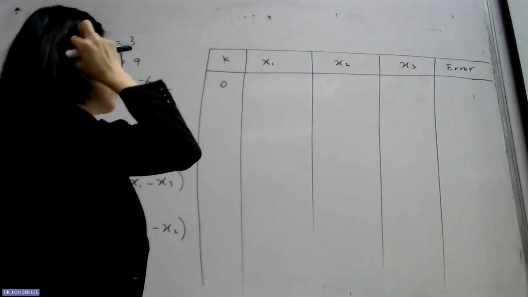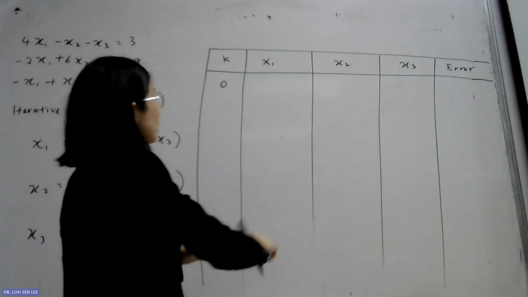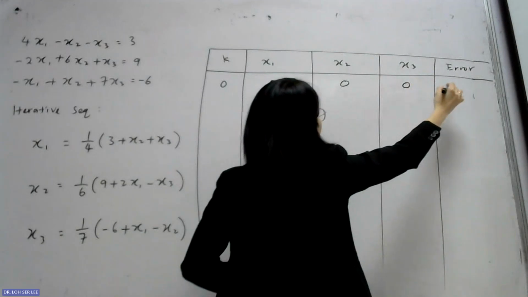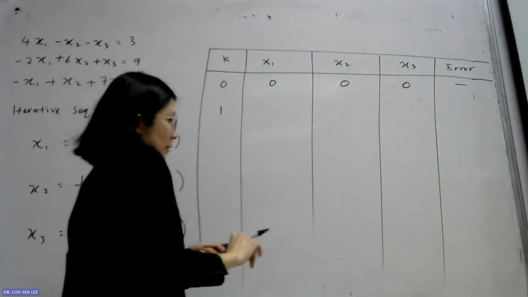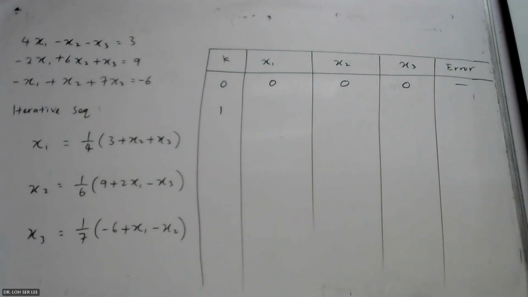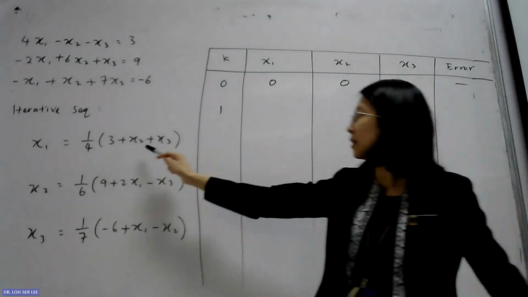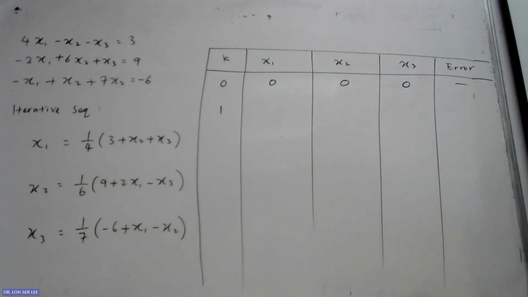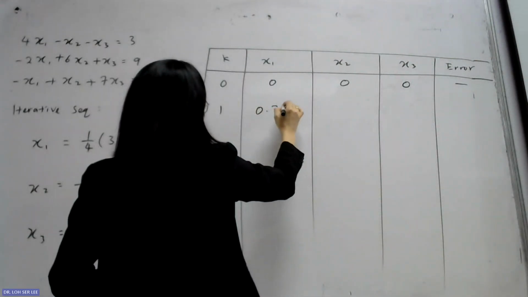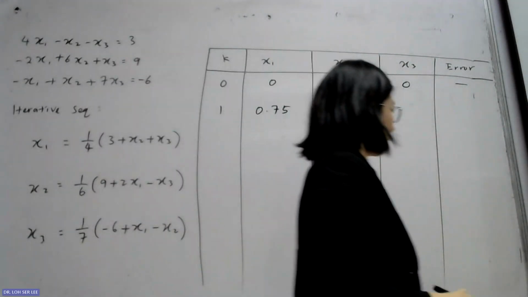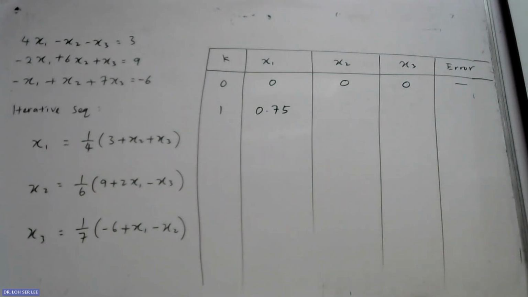Okay, the initial values given from the question are 0, 0. We start from the first iteration. Okay, so substitute 0, 0 into here, and here you get 3 over 4, which is 0.75. Okay, so use 4 decimal places.